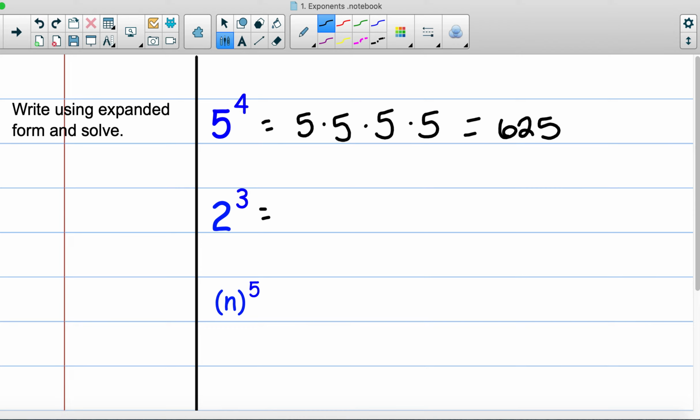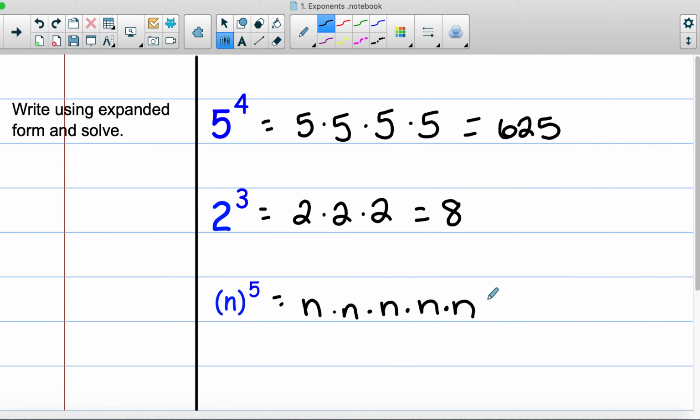Welcome back. We would have 2 times 2 times 2. 2 times 2 is 4, times 2 is 8. A misconception is a lot of kids say that's 2 times 3 is 6, but it's 8. This one would then be n times n times n times n times n. And you noticed I'm using a dot. Remember, dots mean multiplication. Now I can't answer that because I don't know what n is. So that's just the answer.